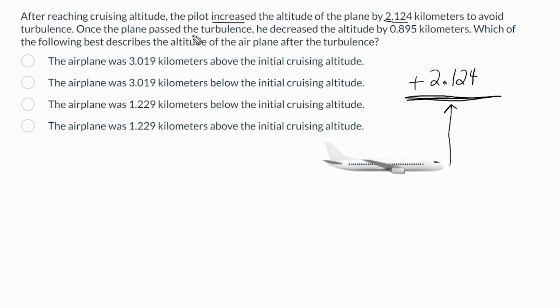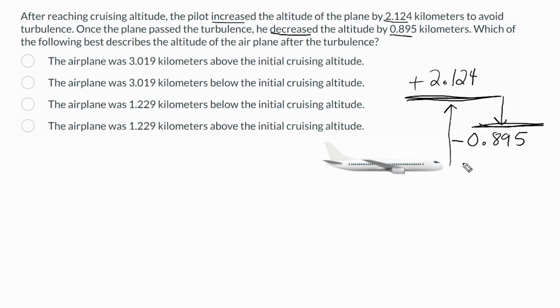Now, once the plane passed the turbulence, the pilot decreased the altitude by this many kilometers. So at this elevation right here, the plane drops 0.895 kilometers, which is a decrease. So that means that the plane is now cruising at this level. So the plane is now higher than what it was before the turbulence. And what we have to do is figure out which of these best describes the altitude after the turbulence.